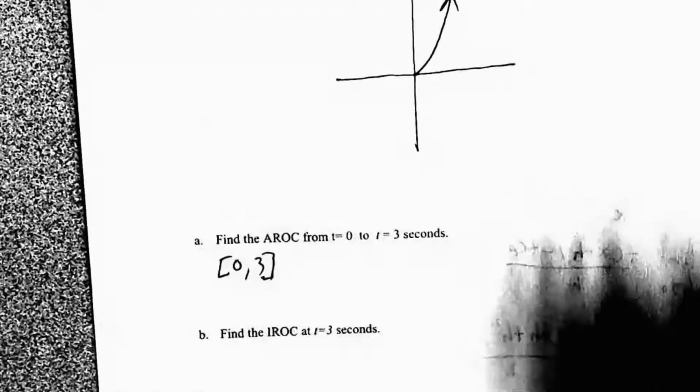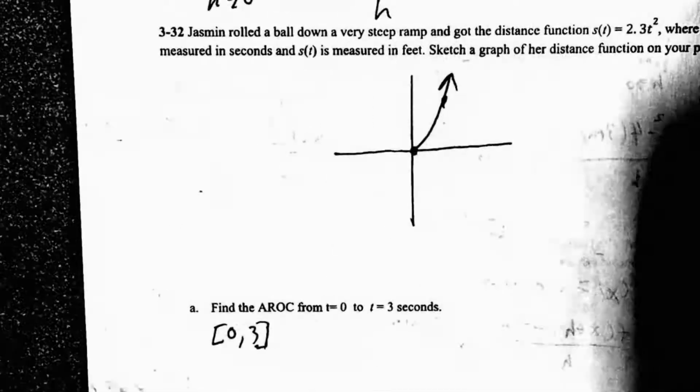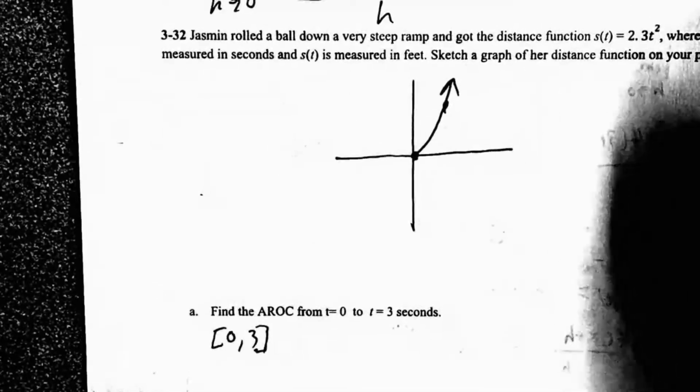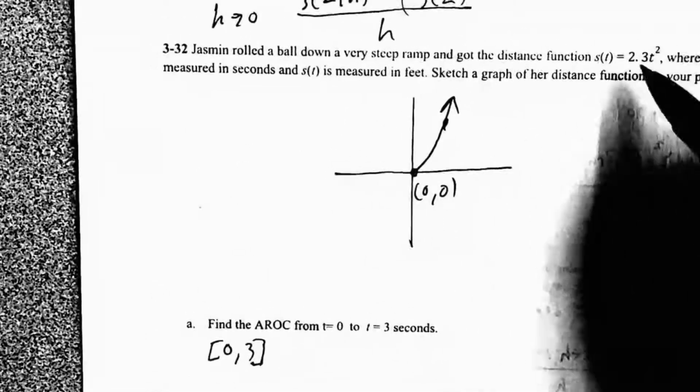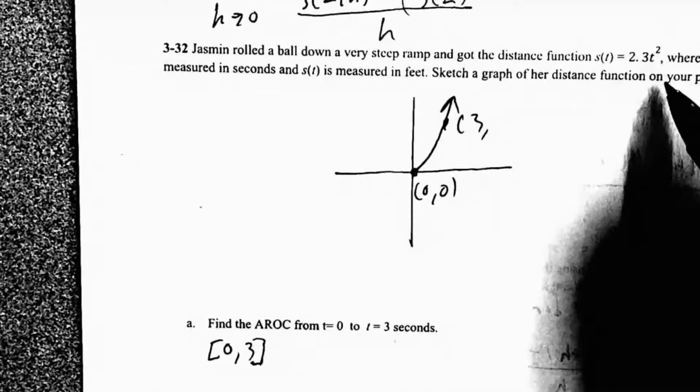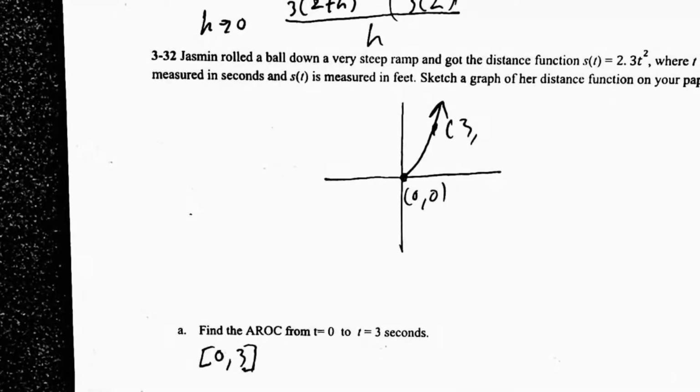Average rate of change: the interval is essentially from 0 to 3. This is like the first problem on the back. Go ahead and try it. You can do this. You're going from here over to 3. At 0, my y is 0. This point here is 0, 0. When I plug in 0, I get 0. Then at 3, when I plug in 3, I get 9 times 2.3, which is 20.7.